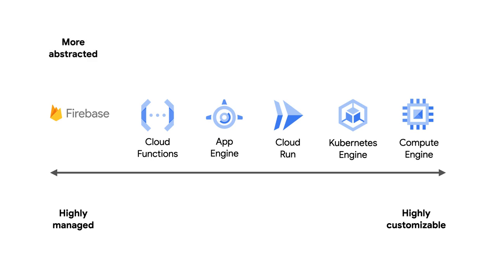On the highly managed side, Google abstracts more of the backend server and infrastructure logic so that you can get up and running quickly. On the highly customizable side, you as a developer are in charge of more of the backend server and infrastructure logic, but this gives you more flexibility to customize these options for your use case. Let's take a closer look at some of these compute products and when you may want to use them.